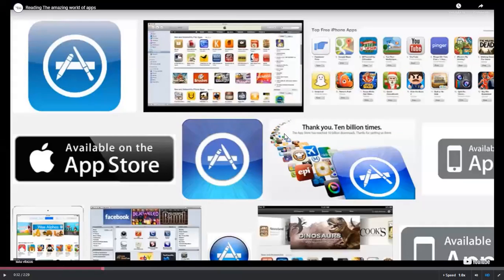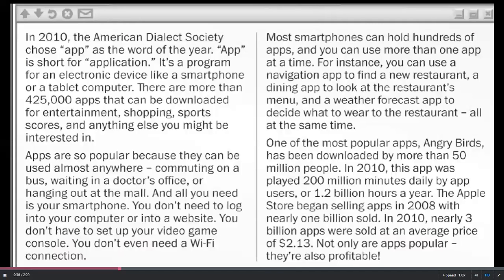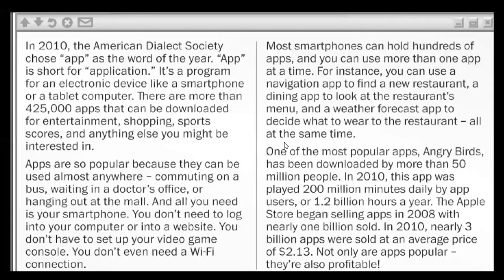Your task is to complete the short quiz related to the article. So let's get started. I'll start by reading the article. In 2010, the American Dialect Society chose app as the word of the year. App is short for application. It's a program for an electronic device like a smartphone or a tablet computer. There are more than 425,000 apps that can be downloaded for entertainment, shopping, sports scores, and anything else you might be interested in. Apps are so popular because they can be used almost anywhere.